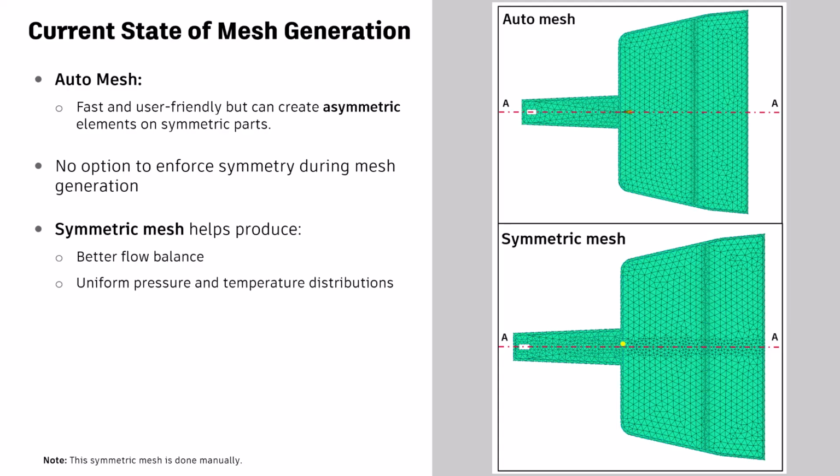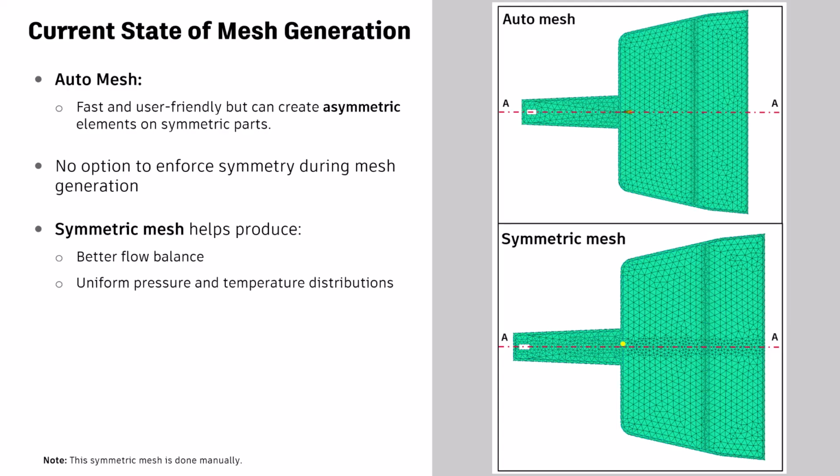Automation is faster and user friendly, but it often lacks in creating the symmetric mesh. Though the part is symmetric, there is no option to enforce a symmetric mesh during mesh generation. There's no way we can do it; it has to be done manually. What's the advantage of having a symmetric mesh? It helps to produce a better flow balance. It also helps to have a uniform pressure and temperature distribution.